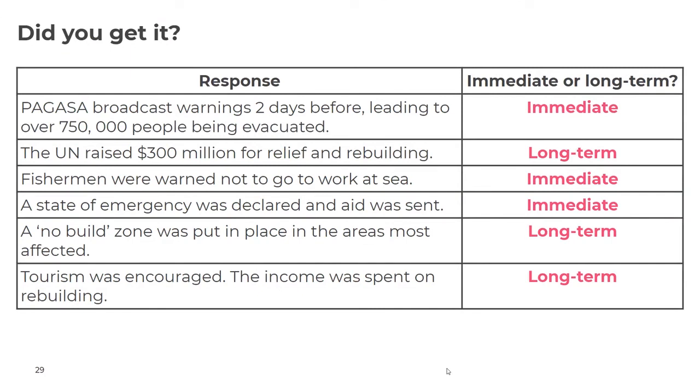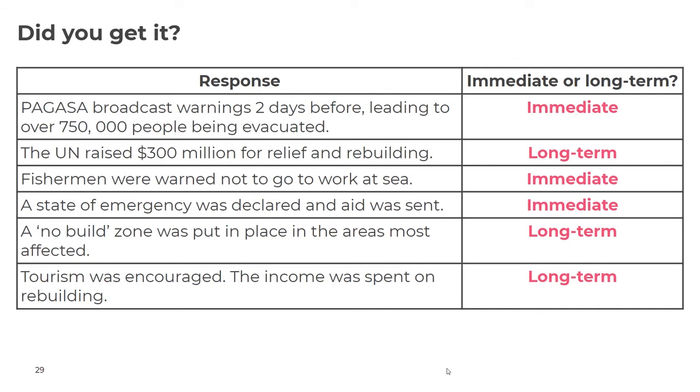So let's mark our work. Make sure that you have used a different colour pen in order to do that. So let's take each response and decide if it is immediate or long term. So PAGASA broadcasts warnings 2 days before, leading to over 750,000 people being evacuated. That was an immediate response and saved a lot of lives. Obviously, people were being moved away from areas at risk to areas of safety.